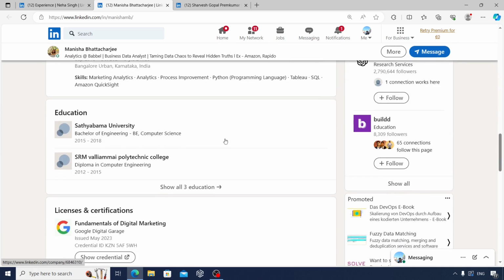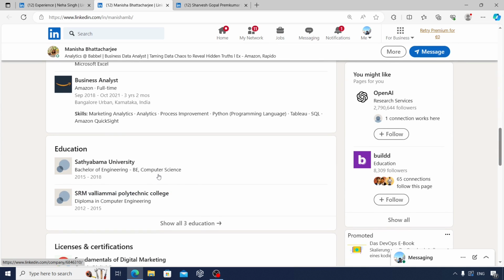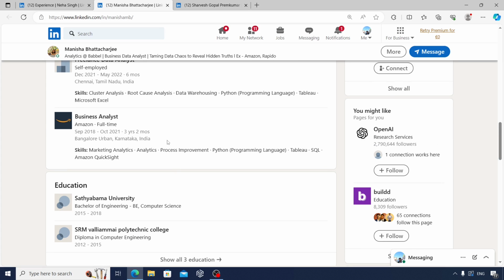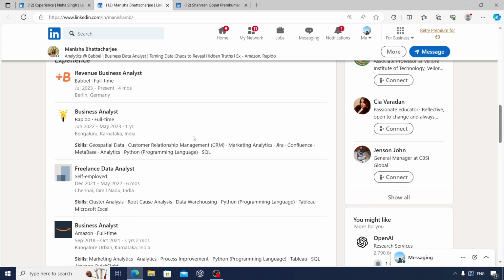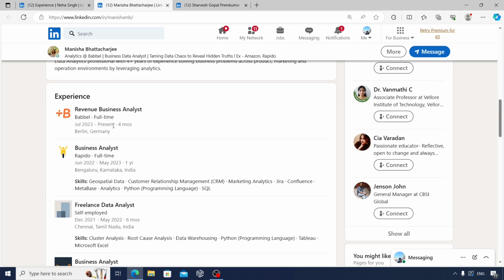So if you see Manisha, she has done a diploma in computer science and then also a bachelor's degree in computer engineering from Satyabhama University in Chennai. Then right out of college, she joined Amazon as a business analyst. Then she did some freelance work, then moved to Rapido, which is one of the fast growing companies in India in the ride sharing space. And then after working there, recently she has moved to Babbel in Germany as a revenue business analyst, right?